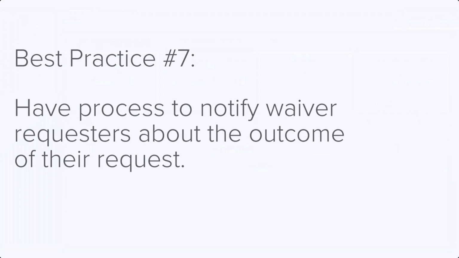Another best practice for waivers is to have some sort of process for notifying requesters about the outcomes of their requests. There are lots of ways we could accomplish this, but since we're just getting started with Repository Firewall, I'll just send the developer a Slack message to let them know the results.